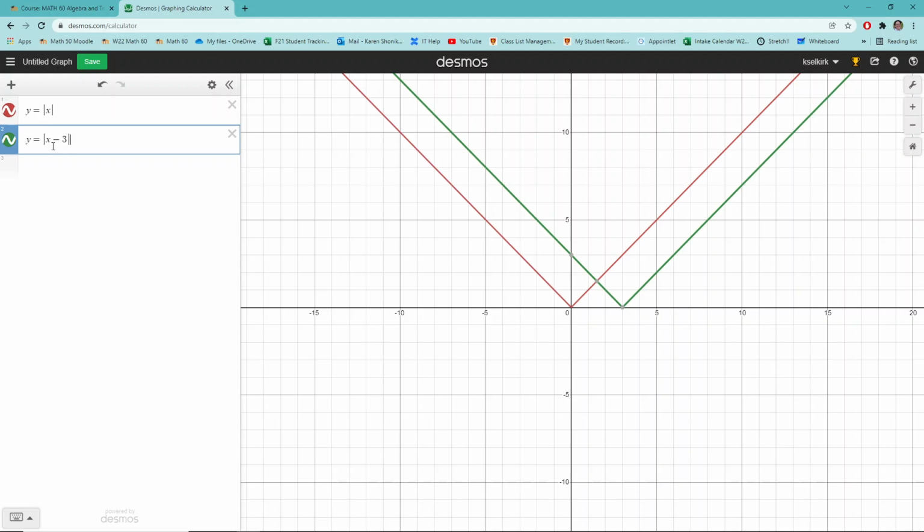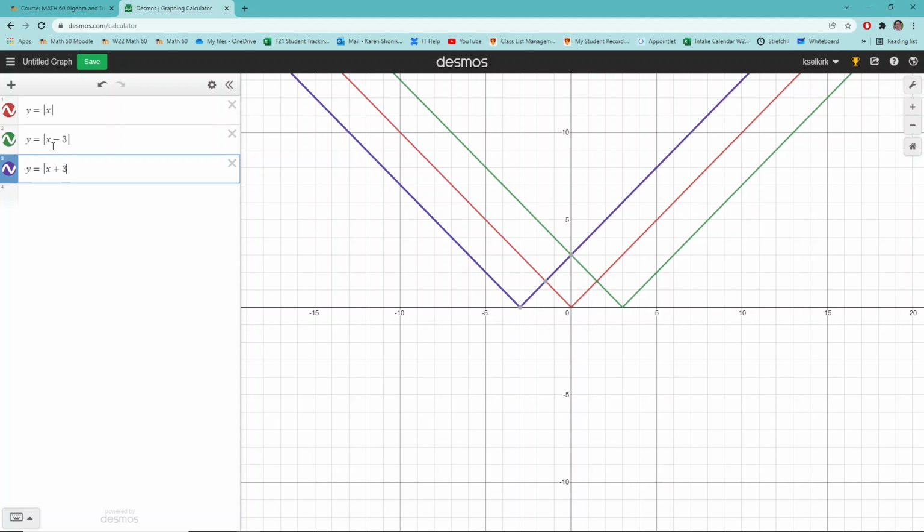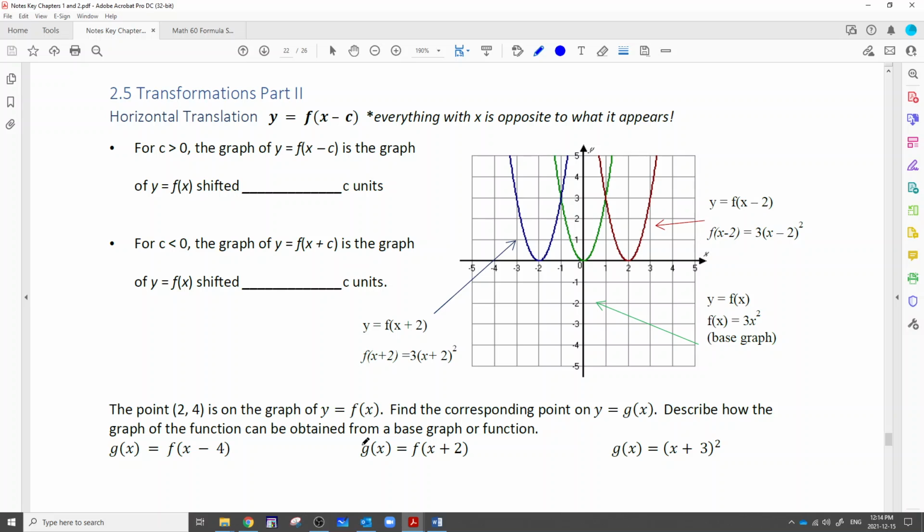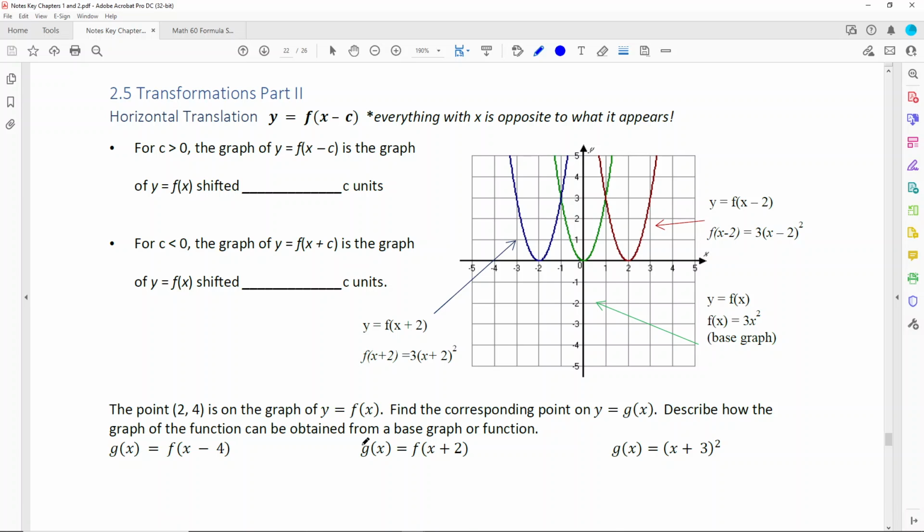Okay, so if I was to plug in y equals the absolute value of x plus 3, where is it going to go? It's going to go to the left. So this C transformation follows our same train of thought. Anything with x is opposite as it appears, and we just move things left and right. So if the C value is greater than 0, the equation is y equals x minus c. So if you put in a C value that's greater than 0, it's going to look negative, x minus 3. The graph will be shifted right, opposite as it looks.